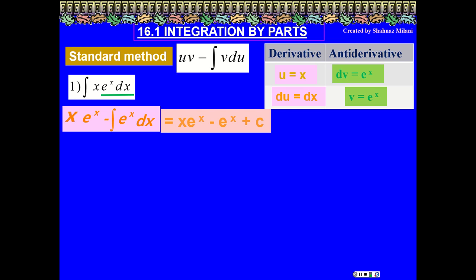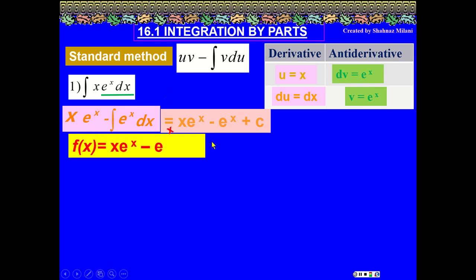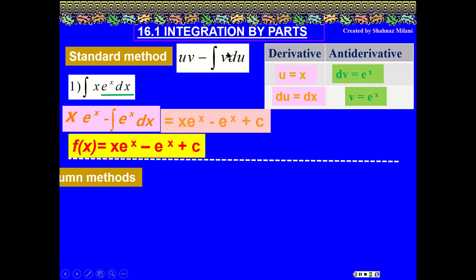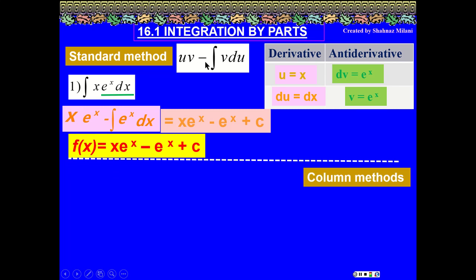This is ready. This is cleaned up. That means I got the antiderivative of this problem. Which again, this is the simple way. The only thing you have to do is memorize this formula and plug it in. As I said, we do not talk about the column method because I cancelled it for you guys. That means almost half of 16.1, I will cancel for you guys.